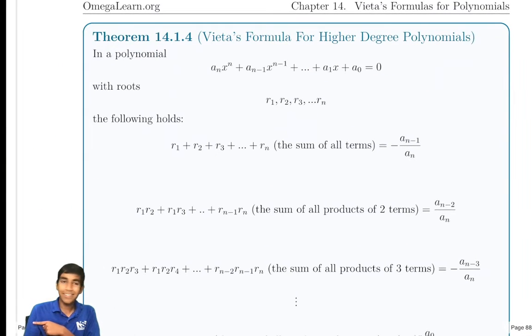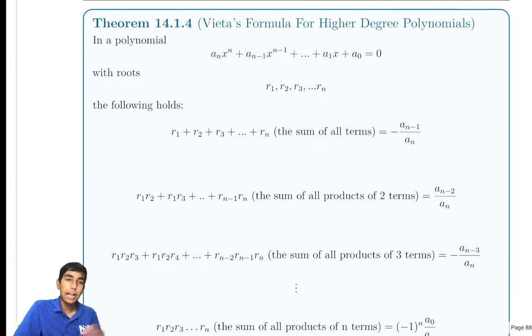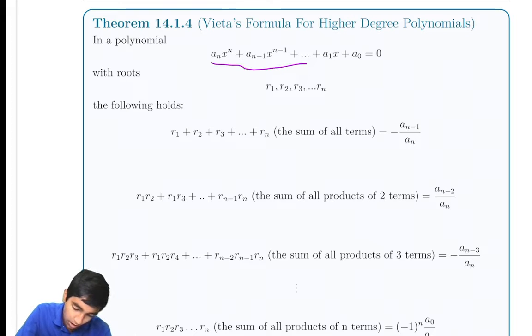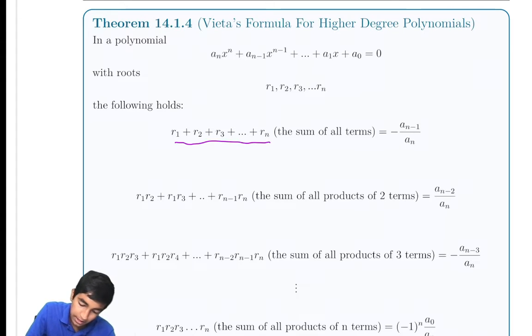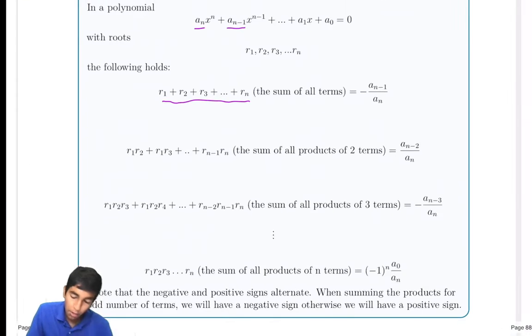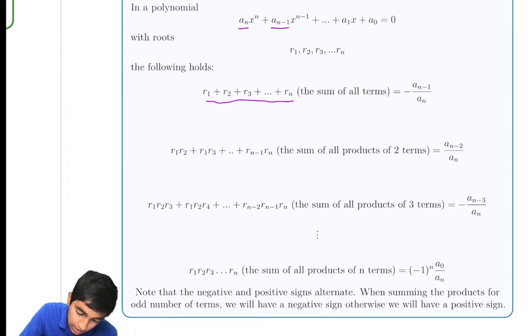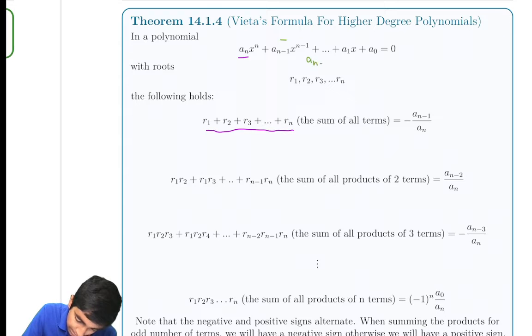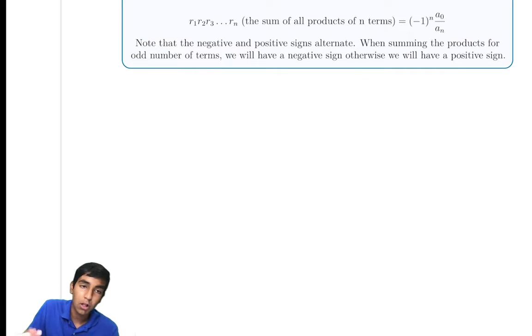Vieta's formulas aren't limited to quadratics, and no, it gets much more complex when we're dealing with higher degree polynomials. So in a polynomial of the form like this, what does Vieta's tell us? It tells us that the sum of the roots, r1 through rn, is negative of this term over this term. The sum of the products of two roots is the positive of a sub n minus 2 over a sub n. Now I know this seems scary, but let's see how this is used in an actual polynomial.